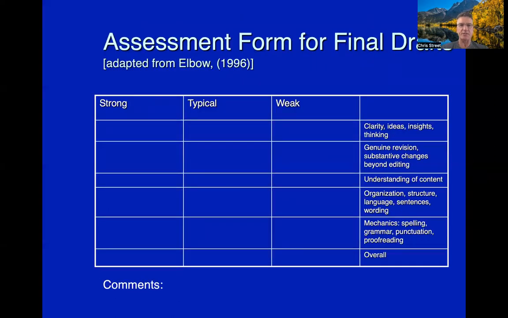So something like this, 3 areas: strong, typical, weak. And then your characteristics or your criteria for writing in the far right column could be whatever it is that you value in that assignment. And then there's room at the bottom for some commentary. So as a teacher, for example, clarity, ideas, insights, thinking, if this is a strong, then you would just click strong and maybe a check mark.